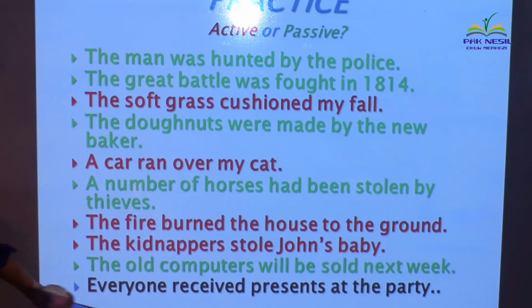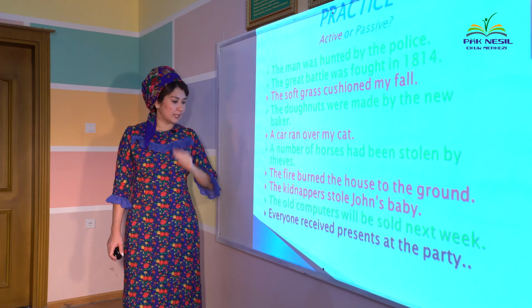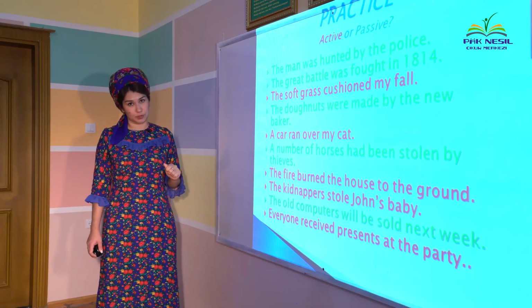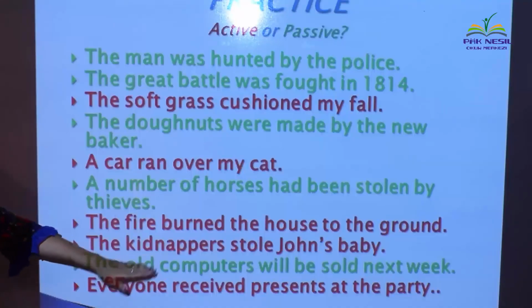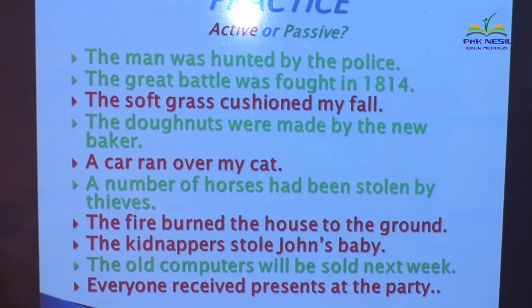And the last one, everyone received presents at the party. How do you think? What tense is it? This is the past simple tense, right? And what voice is it? That's it. This is the active voice, right? Again, the subject, the verb, and the object, right? Everyone received presents where? At the party.